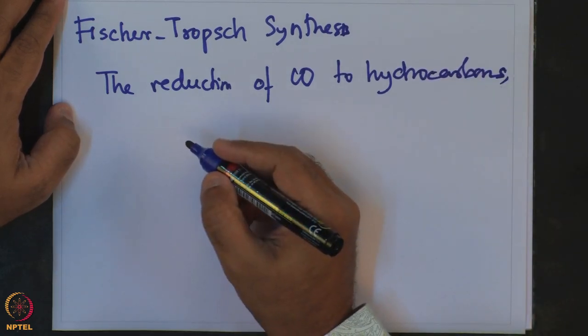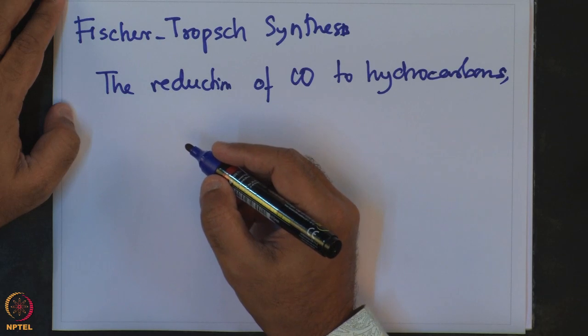So, this is reduction of carbon monoxide to hydrocarbons, and in the process of doing that, the array of products which this Fischer-Tropsch synthesis offers is huge, and the products are not just limited to alkanes, alkenes or aromatic compounds, but also leads to the formation of methanol, glycols, aldehyde and vinyl acetates.